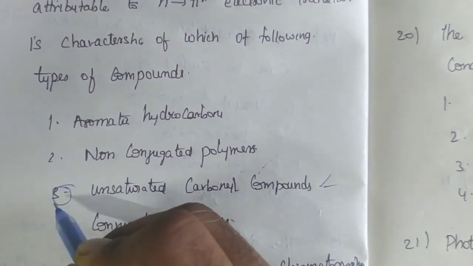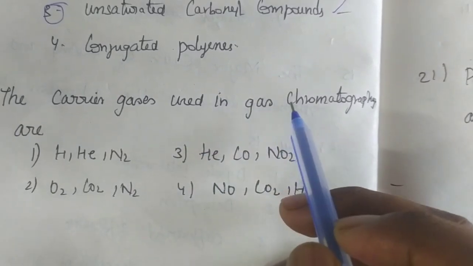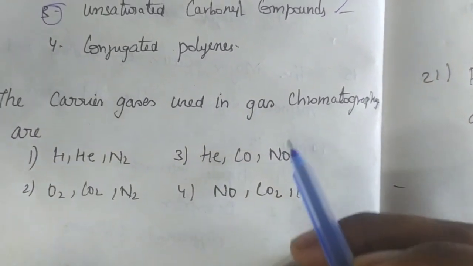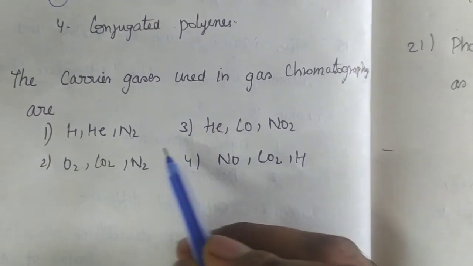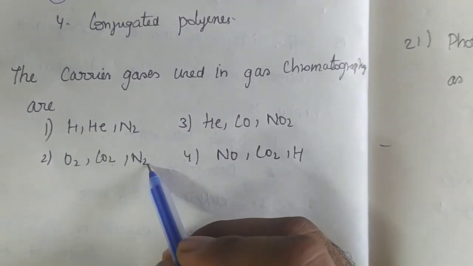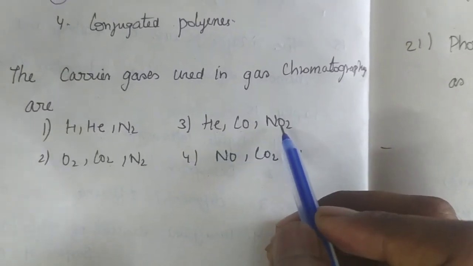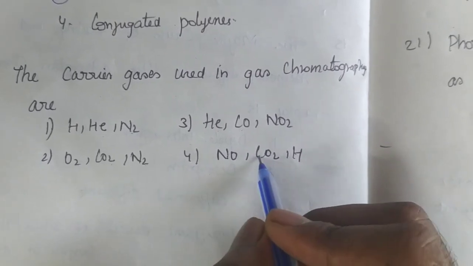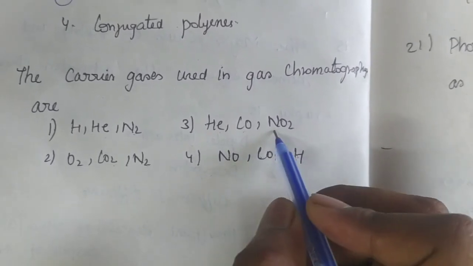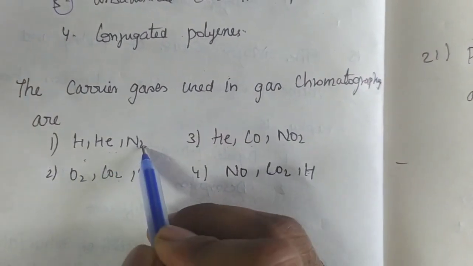Option number 3. Coming to the next question, the carrier gases used in gas chromatography are. Options are hydrogen, helium and nitrogen; oxygen, carbon dioxide and nitrogen; helium, carbon monoxide and nitric oxide; nitrogen dioxide, carbon dioxide and hydrogen. The answer is hydrogen, helium and nitrogen gas.